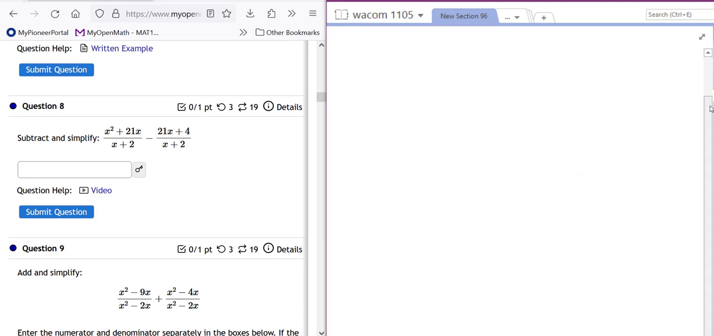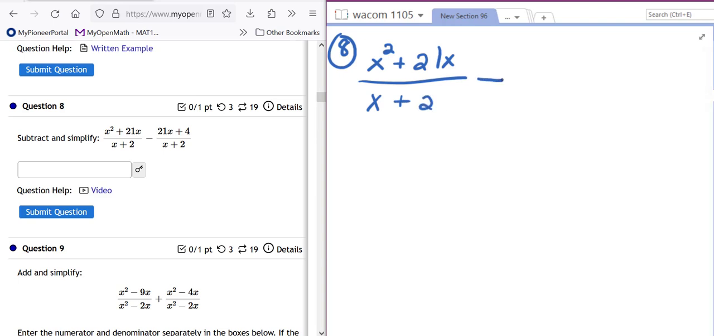For add or subtract, you have to have a common denominator. And this one does have a common denominator. It has a place where you have to be careful, though. Anytime it's subtract, you're going to distribute that minus to the second set of parentheses, or the second numerator.